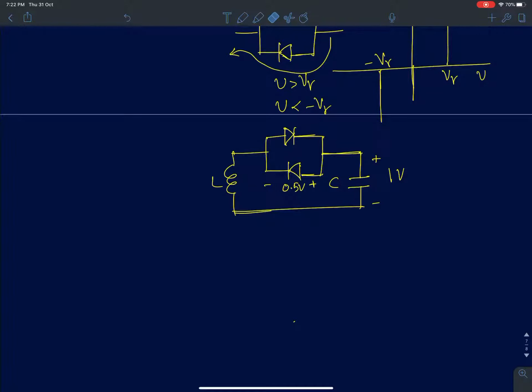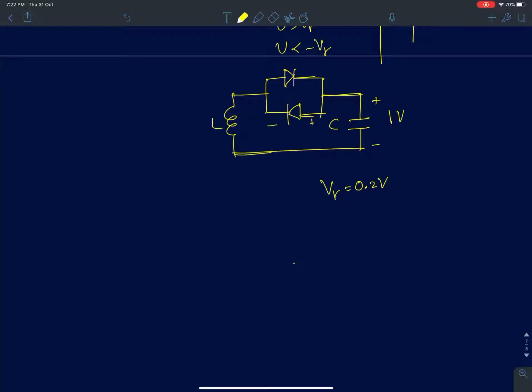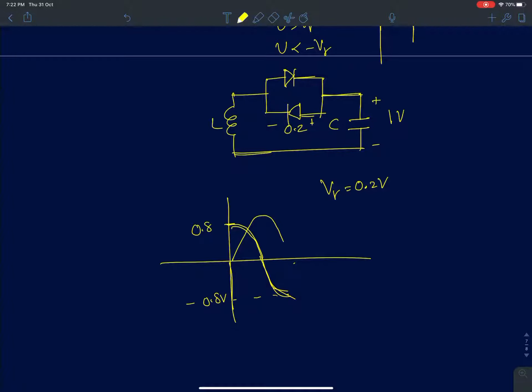I'll start with V gamma as 0.2 volts. When you assume a V gamma of 0.2 volts, the voltage across the inductor is going to be plus 0.8, and in the other quarter cycle it will go to minus 0.8 volts. The current in the inductor is going to reach a peak value when the voltage across the inductor is 0, and it will reach 0 when the voltage across the inductor is minus 0.8.